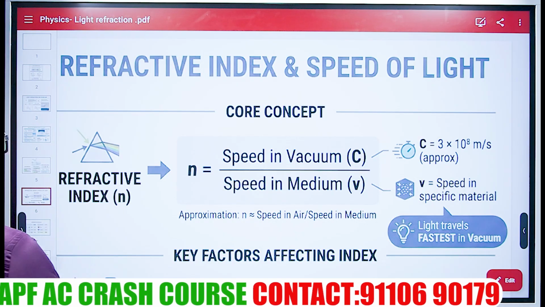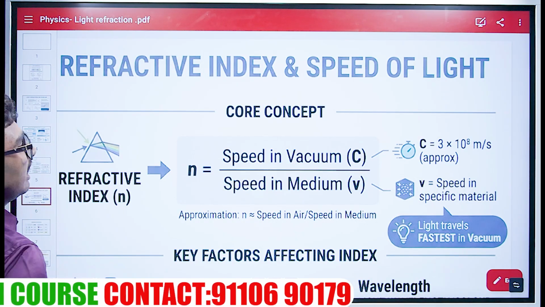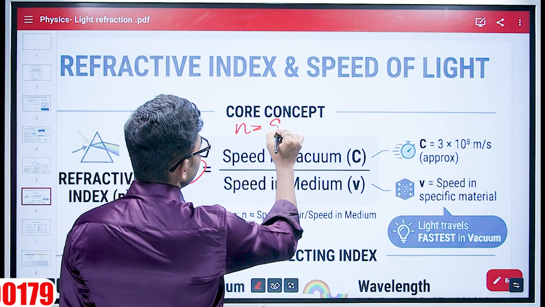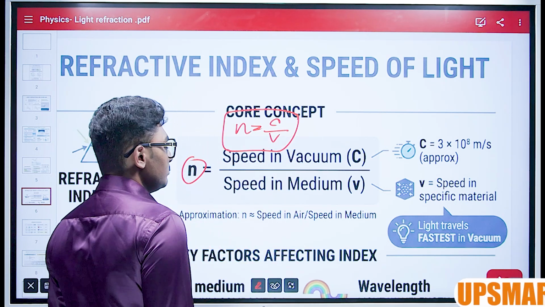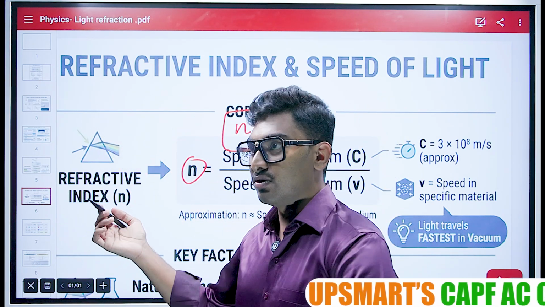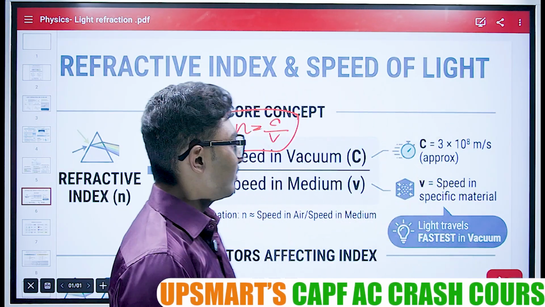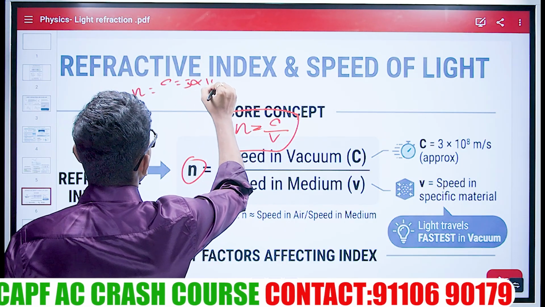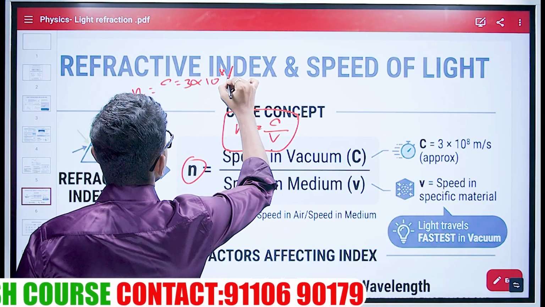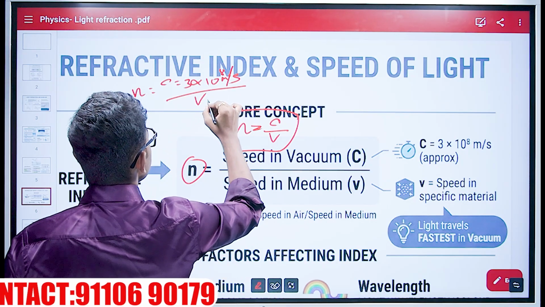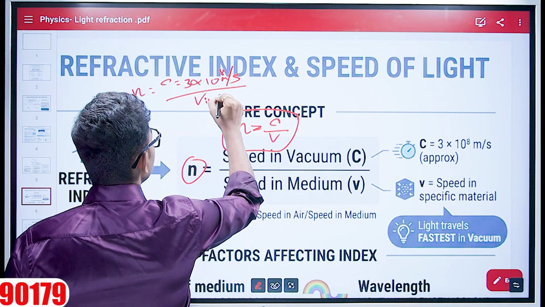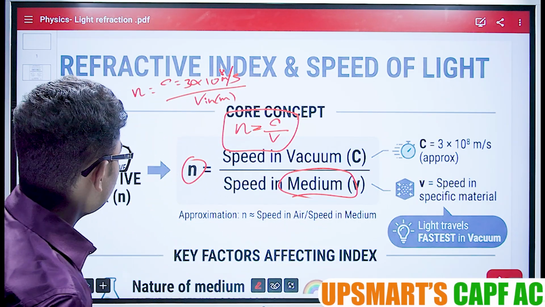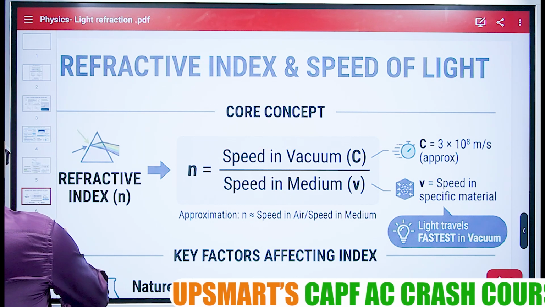Then refractive index and speed of light. As I have said, refractive index is also written as n is equal to c by v. I have told about Snell's law also, but the basic formula for refractive index n is equal to the speed of light, that is 3 into 10 to the power of 8 meter per second, divided by the speed of light in the medium. We have to specify the medium, right? The formula, you should remember it.